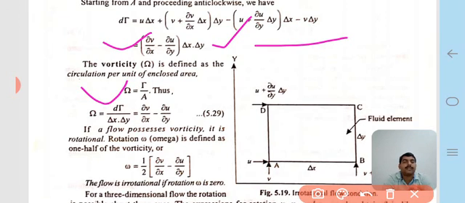Now we can write, if the flow possesses vorticity, it is rotational. The rotation is denoted by omega, and it is defined as one half of the vorticity. Rotation is the half part of the vorticity, and omega is equal to 1/2 (del v upon del x minus del u upon del y), which is shown here.